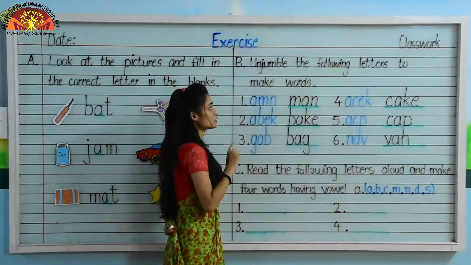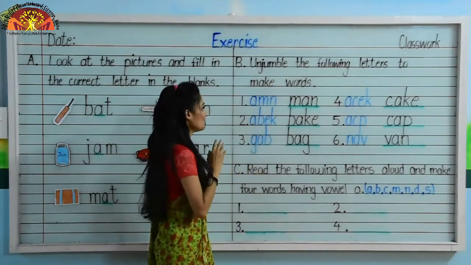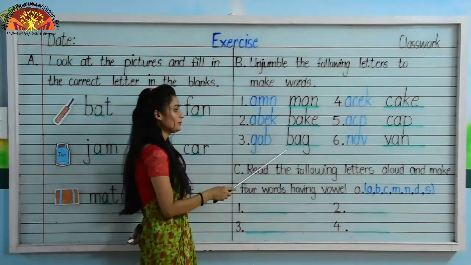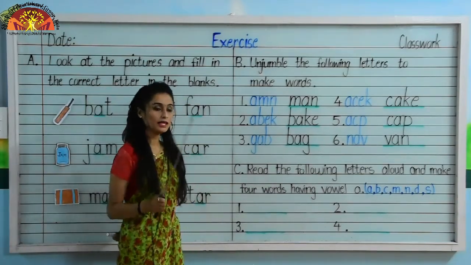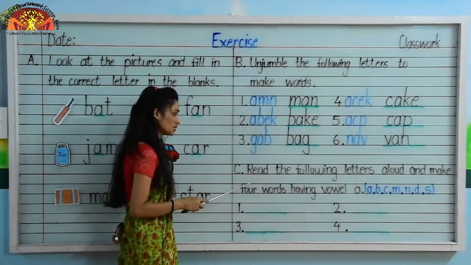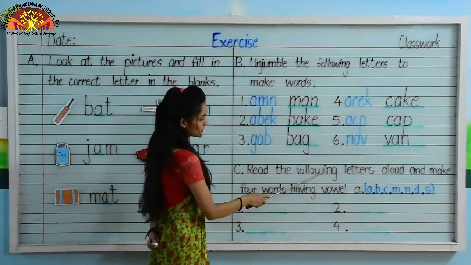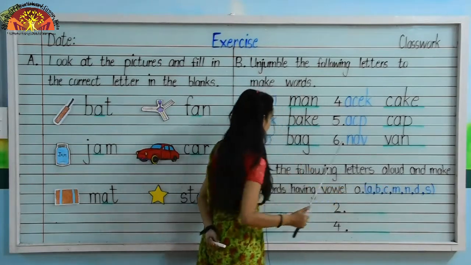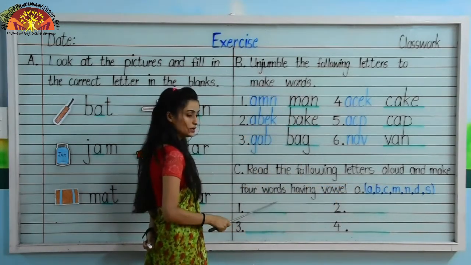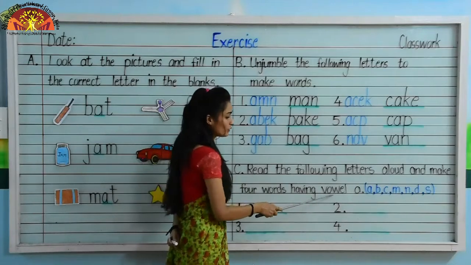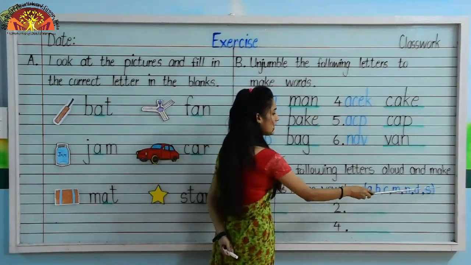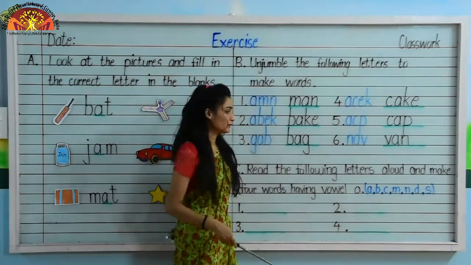Unjumble the following letters to make a word. Okay, we have arranged the letters in the correct order to make a meaningful word. Come to the next question. Our next question is: read the following letters aloud and make 4 words having vowel A. Okay. So as you can see in this bracket, some letters are given.